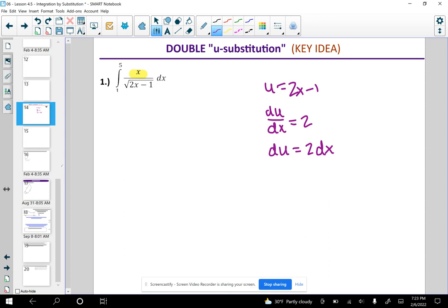This is why I call it double U substitution, not double U. It's one of my jokes, but double U.